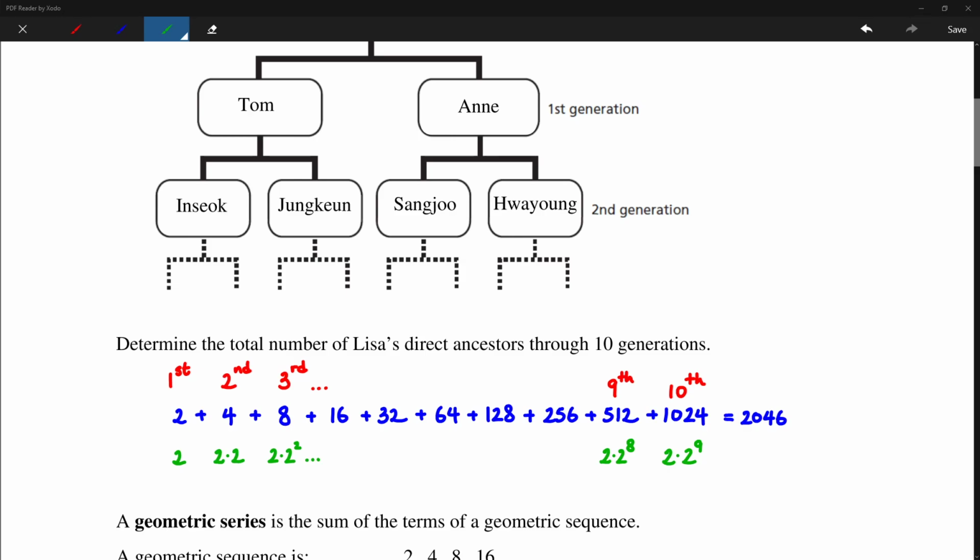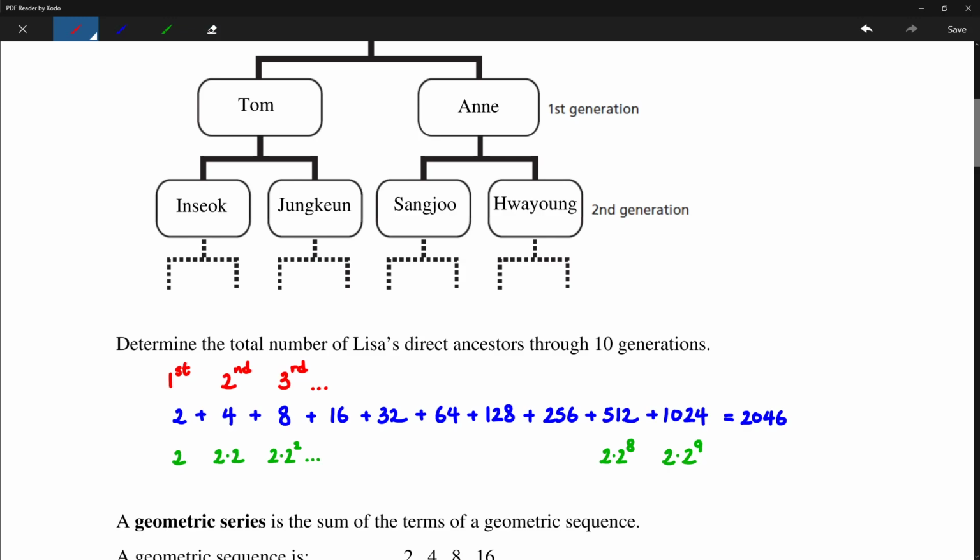Right, so a geometric series, which is what we have in blue, is the sum of the terms of a geometric sequence, which is what's in green. The red values are the term numbers that we saw in the previous section.